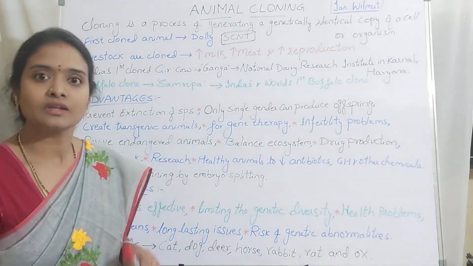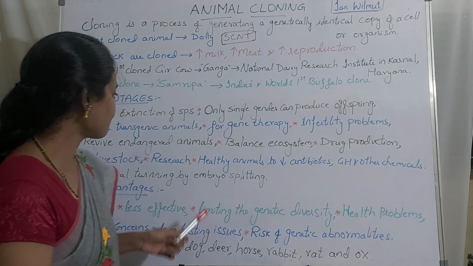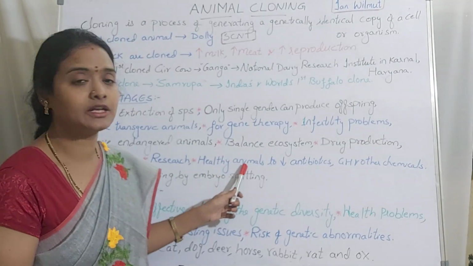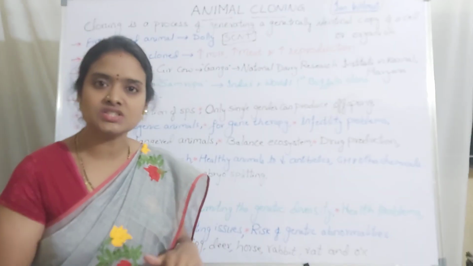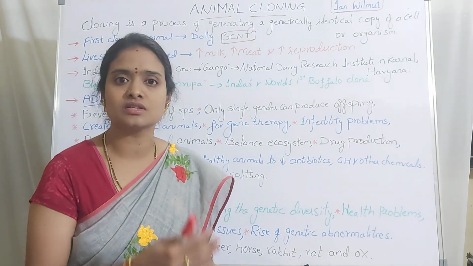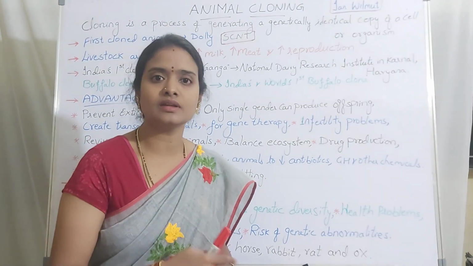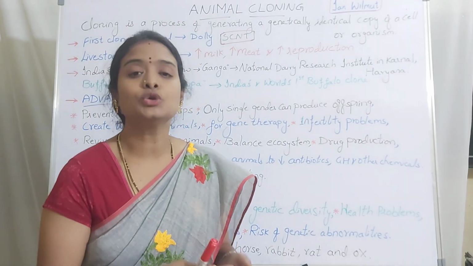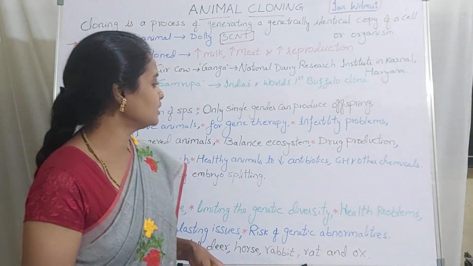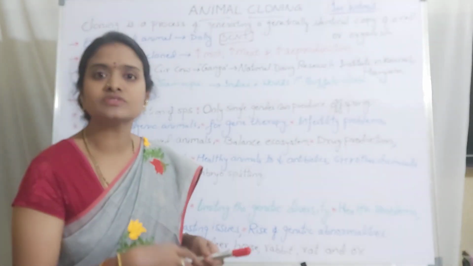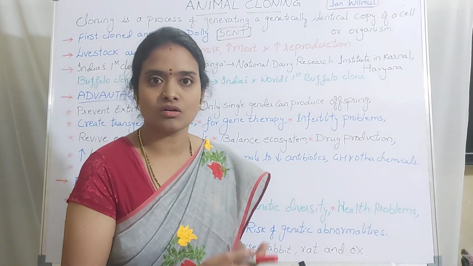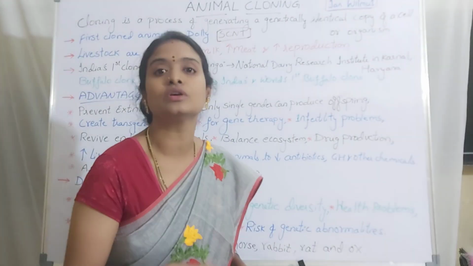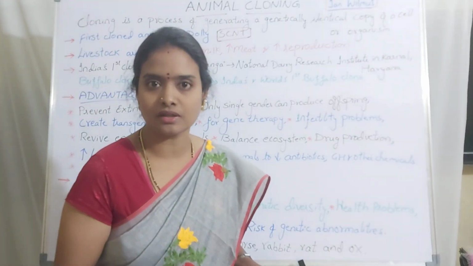Next is healthy animals. By animal cloning, you correct the genes in them, check their superior quality, and then go for cloning. So you need not give antibiotics to make them disease resistant, or give growth hormones to increase the size of the animal.